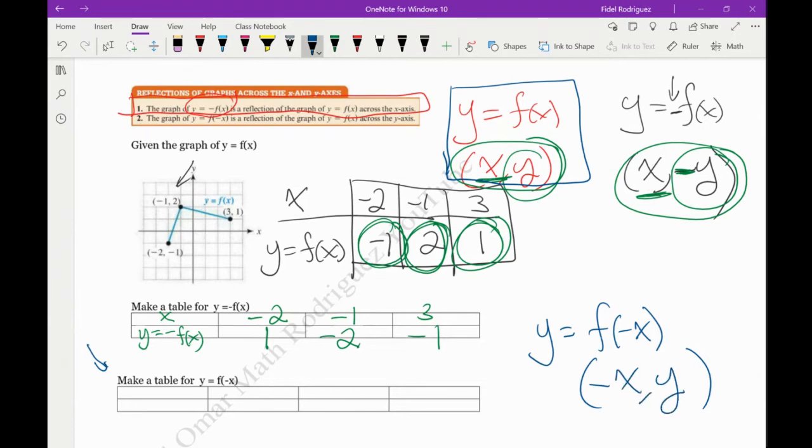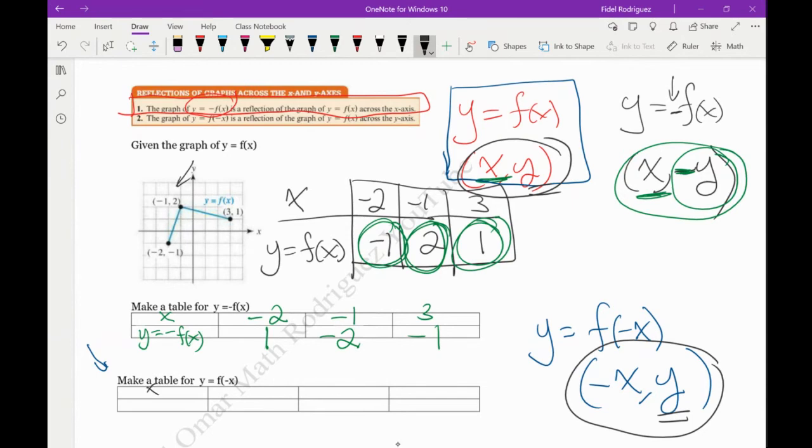So one thing I want you to notice, y'all, from this one to this one, the y numbers are the same. Okay, so look, I'm going to go like this. x and y = f(-x). My y numbers are the same. So I'm not going to change these at all. I'm going to leave that as a -1, a 2, and a 1.